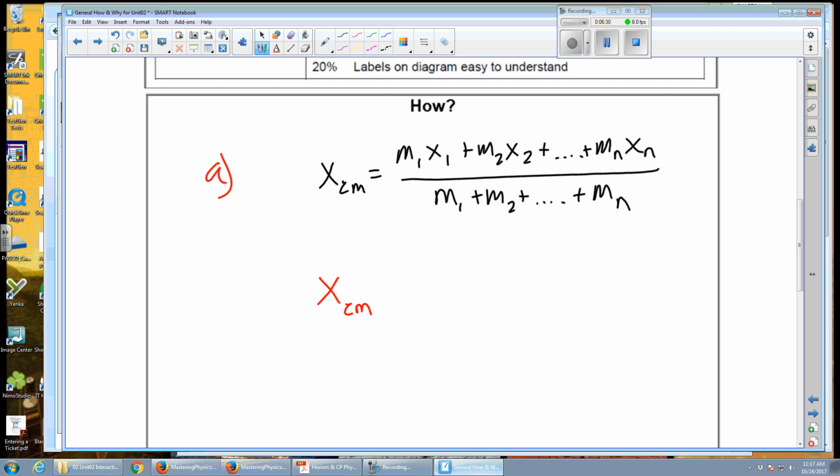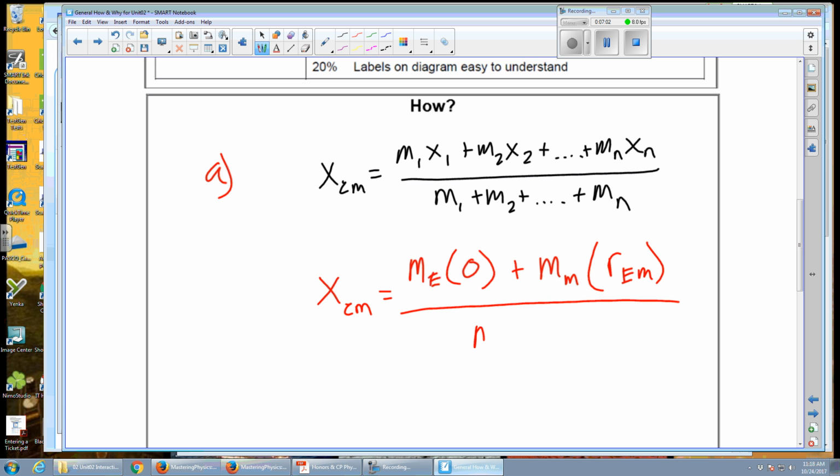We have that marked. Which object do you want to call object 1, the Earth or the Moon? Earth, okay. So the mass of object 1 would be the mass of the Earth. Now the question comes, how far is the center of mass of the Earth from the center of mass of the Earth? 0. And then our second object would be mass of the Moon. And how far is the center of mass of the Moon from the center of mass of the Earth? Well, radius Earth to Moon. All over mass of the Earth plus mass of the Moon.